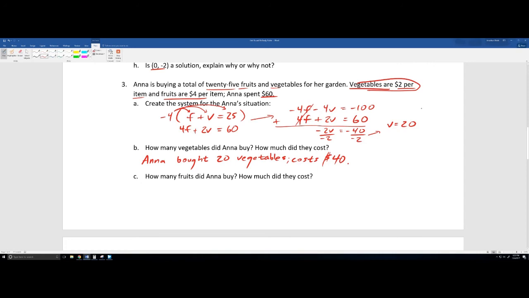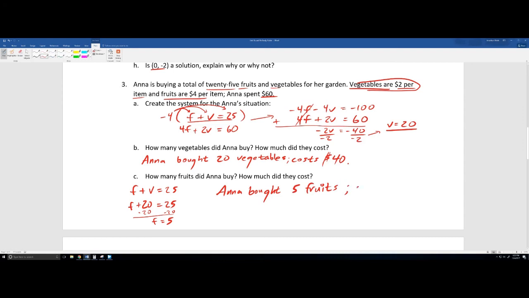All right. Now, how many fruits did Anna buy? Well, we already said that vegetables was 20. So let's plug it back into our first equation, our original equation, f plus v equals 25. So we had fruits, we don't know how many, plus vegetables equals 25. Well, we said that there's 20 vegetables that she bought. So how many fruits is that? Subtraction property. And already you should be able to see that fruits are 5. So Anna bought or purchased 5 fruits.